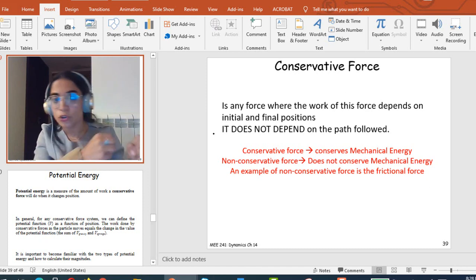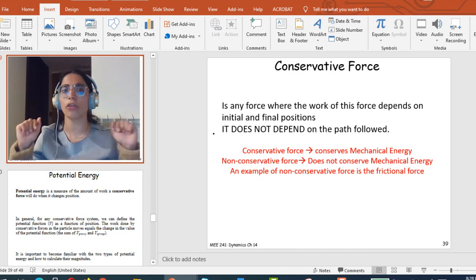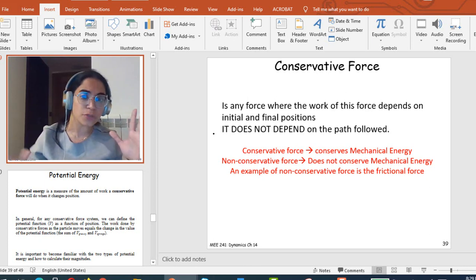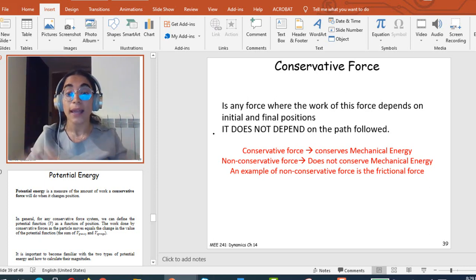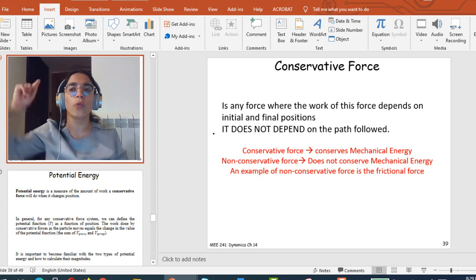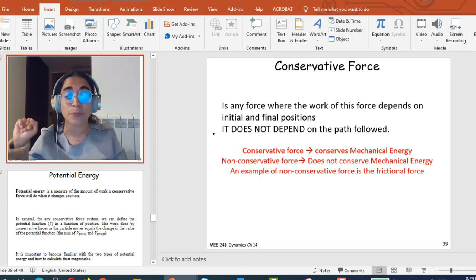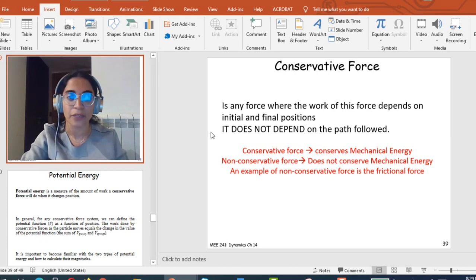In fact, guys, the distance traveled depends on the path followed, while the displacement is only the difference between S2 and S1. And since the work of the frictional force depends on the distance traveled and not on the displacement, this is not a conservative force. It depends on the path followed.